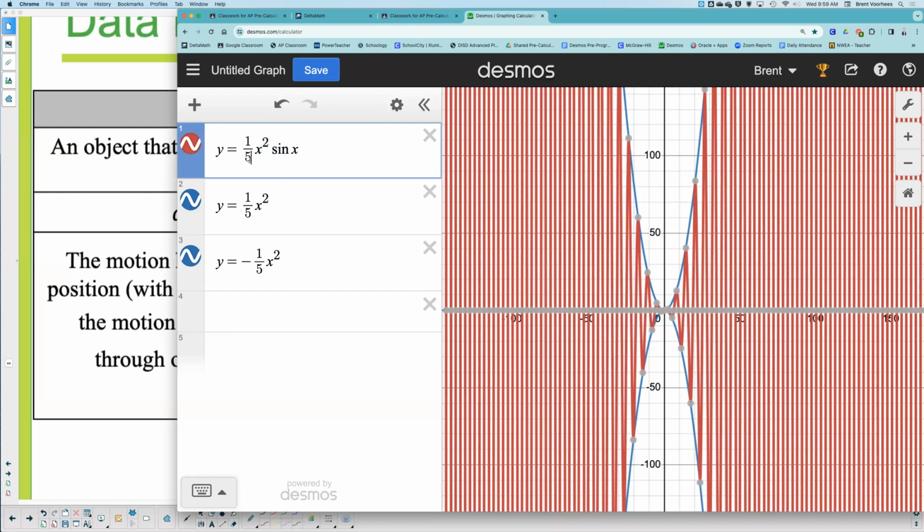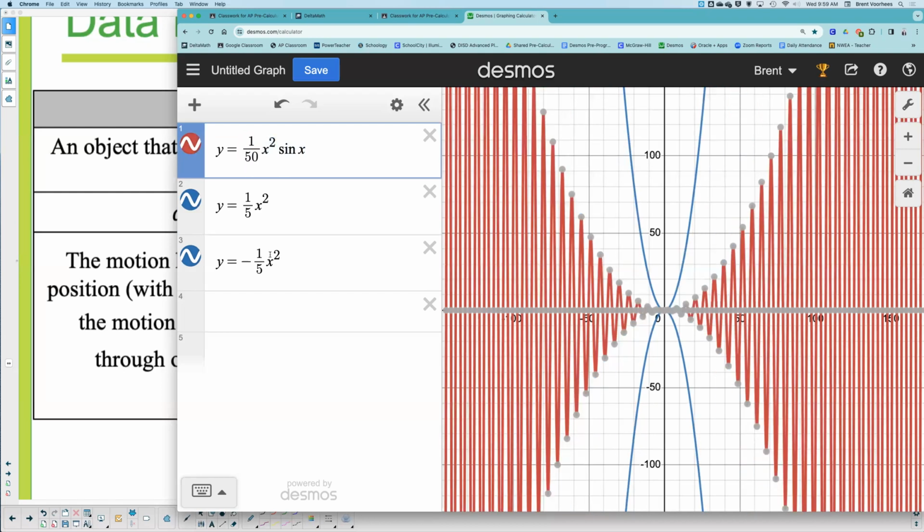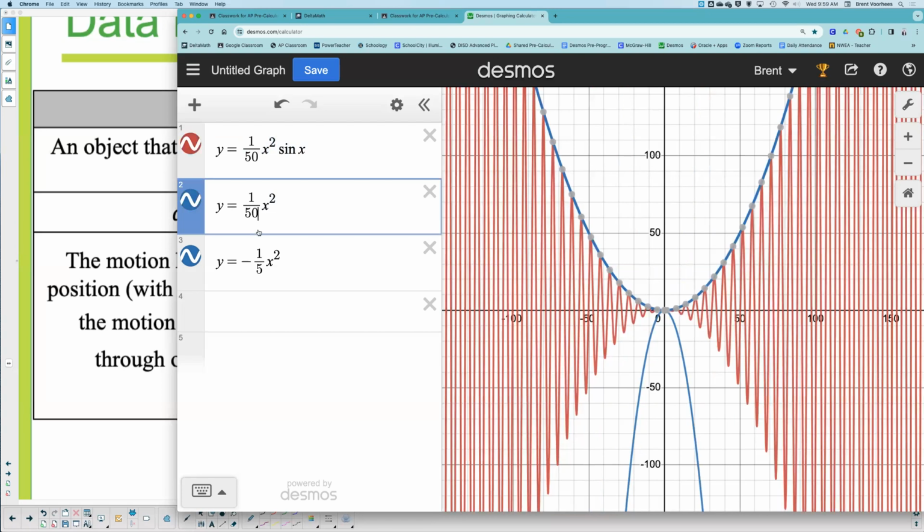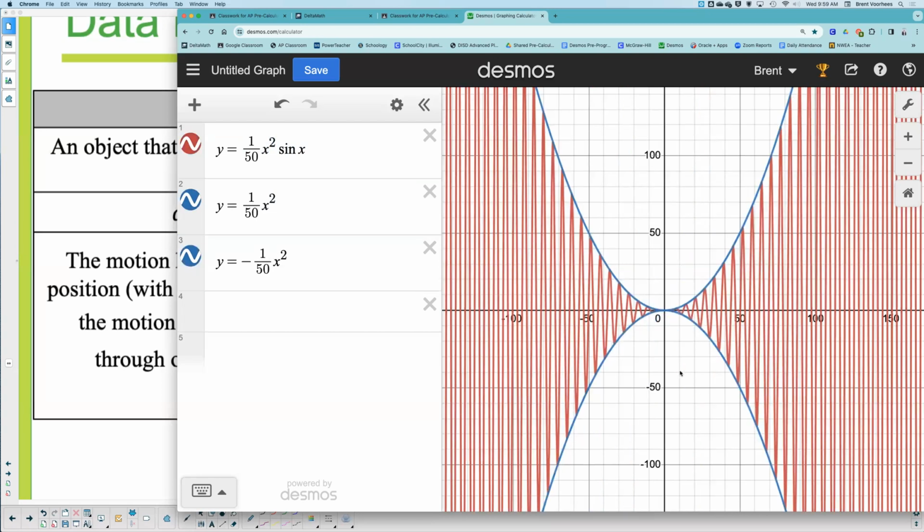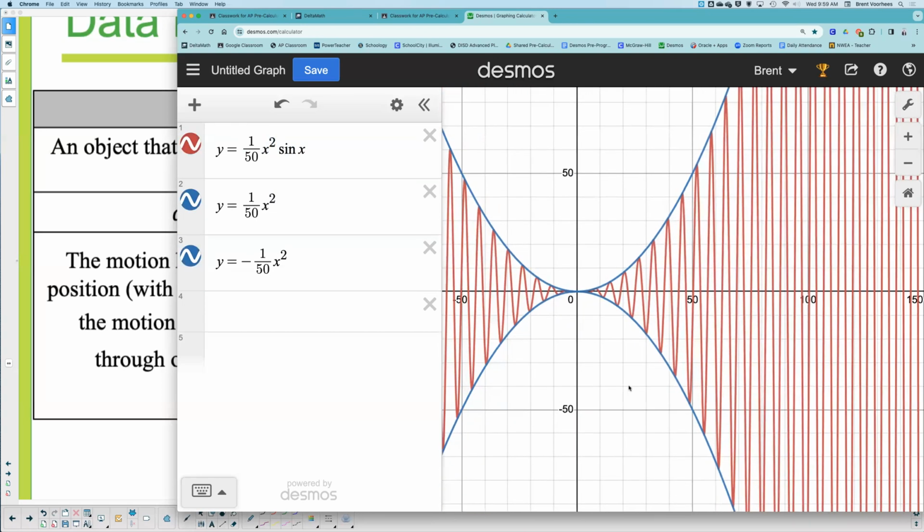Pretty neat. I can make this 1/50 so it increases a little slower so we can see this better. Let's do that. It is pretty neat, isn't it?